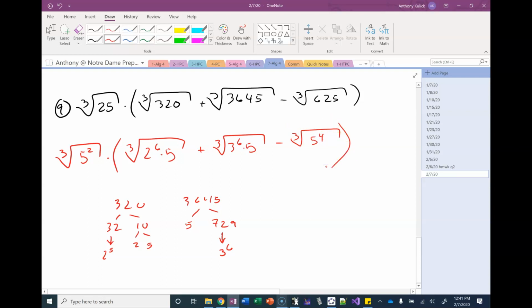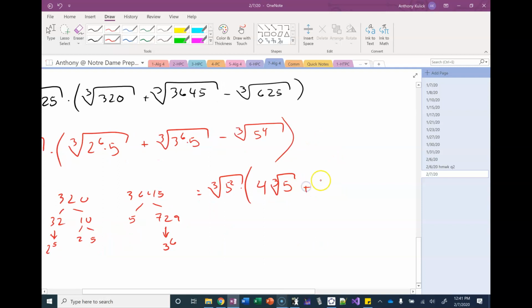Okay there? Okay. Now we need to do our exchanges. So the cube root of 5 squared, I can't do anything to that, so I'm just going to recopy that down. The cube root of 2 to the 6th, well, I can take all 6 of those 2's, trade them in, and get 2 2's out front. All my 2's are gone, leaving me with just the cube root of 5.